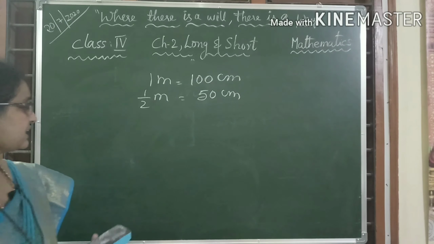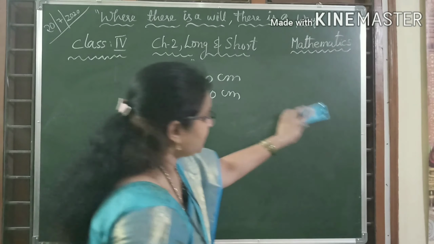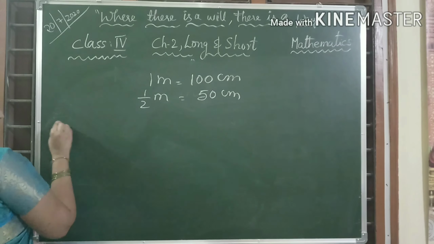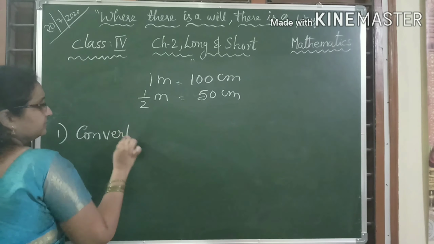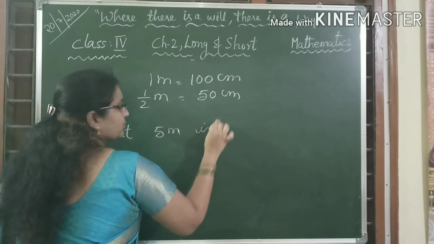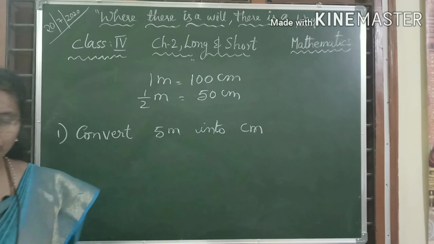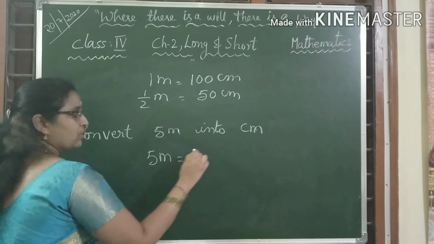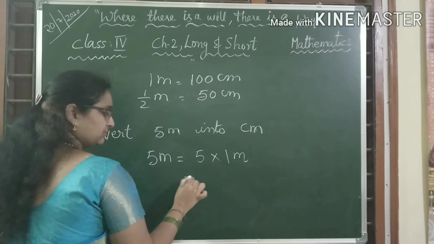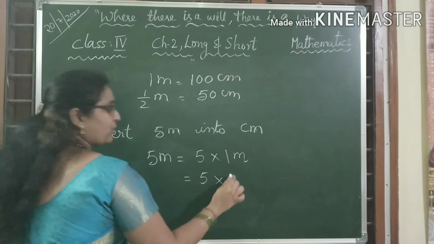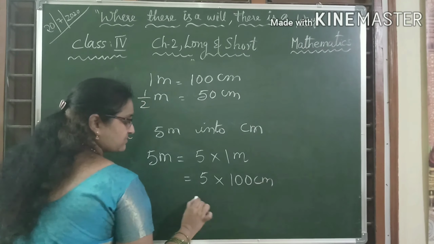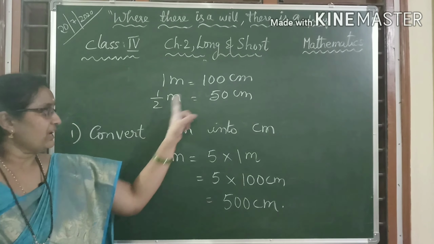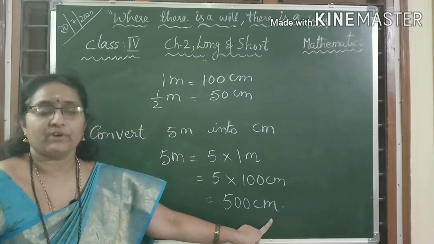Already we have done conversions and addition, subtraction in that chapter. Once we will revise those things. Now we will do conversion. Convert 5 meters into centimeters. How will we convert? 5 meters is equal to 5 into 1 meter. 5 into 1 meter is nothing but how many centimeters? 100 centimeters, so 5 times 100 is 500 centimeters. Means 5 meters is equal to 500 centimeters.